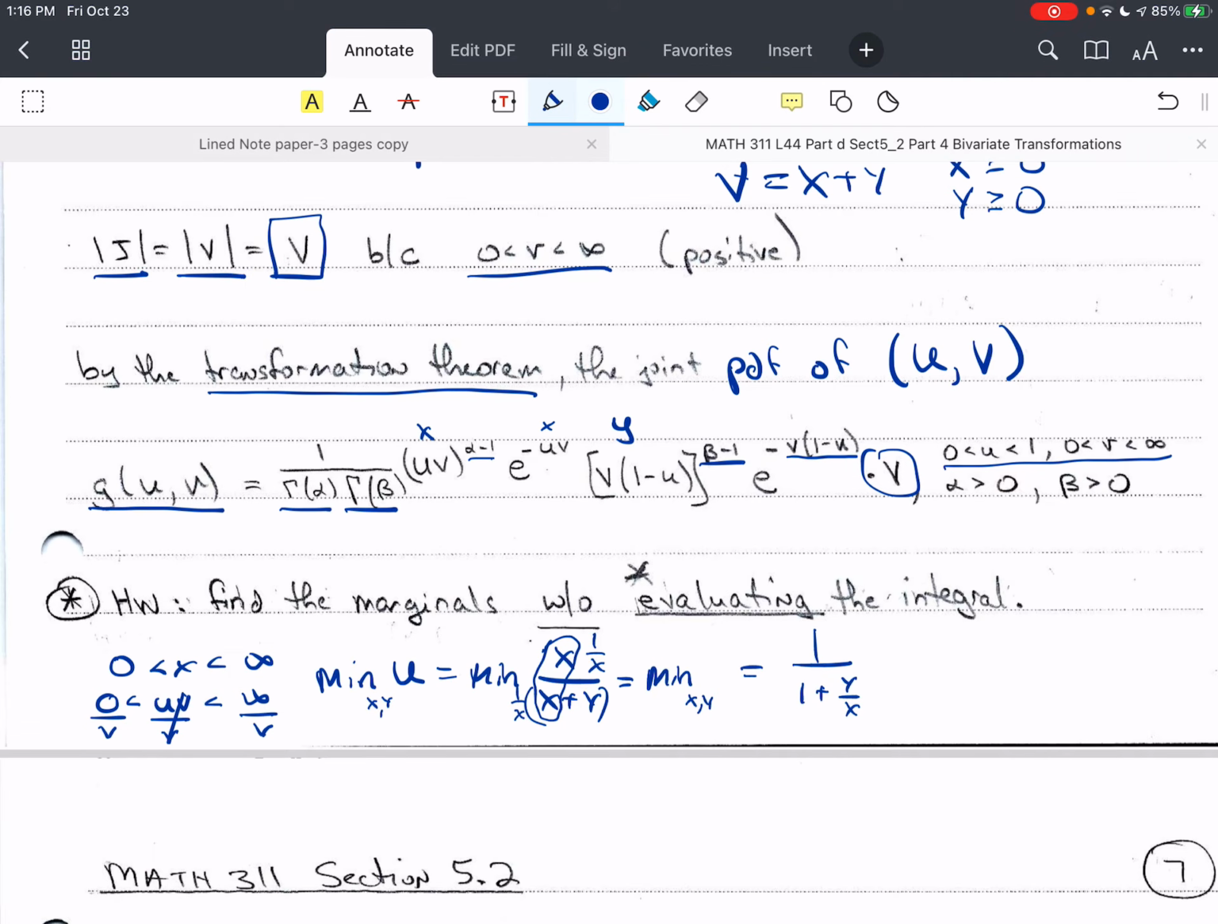And so as x goes to infinity, it's a lot easier to see now that this goes to 0, and this goes to 1. So as x goes to infinity, u goes to 1. And if y goes to infinity, then this quantity goes to infinity, and I have 1 over infinity, which is 0.